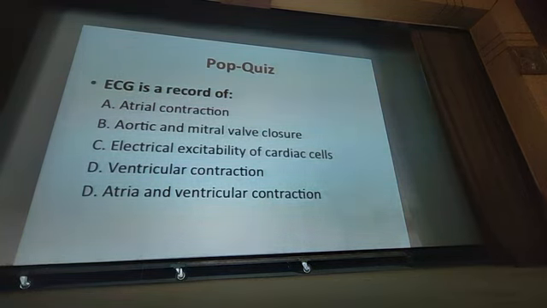At the beginning we said ECG is a record of electrical excitability of the heart. And why not contraction? Because after electrical excitability, after depolarization and repolarization, then there will be contraction. Right? So it is not the record of contraction of the heart. It is the record of electrical excitability of the heart that precedes the contraction. Okay, so C is correct.